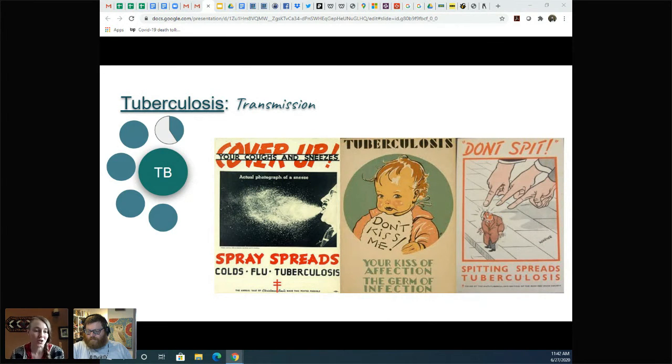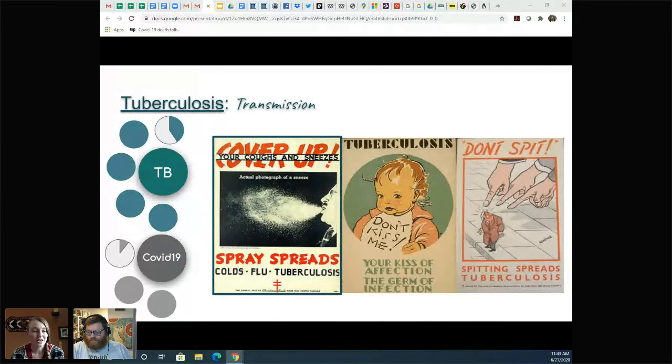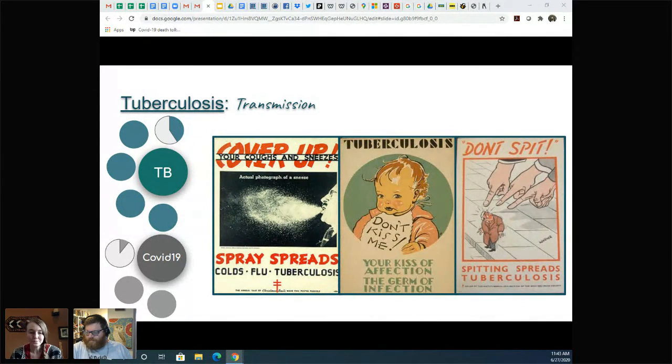For reference, COVID-19 has an R naught of 2.2. We're all experienced with how incredibly infectious COVID is, so tuberculosis is more than twice as infectious. A lot of this is transmitted by coughing, sneezing, any kind of salival contact, to the point where, as you can see from these advertisements, even something as simple as kissing a baby was highly discouraged.